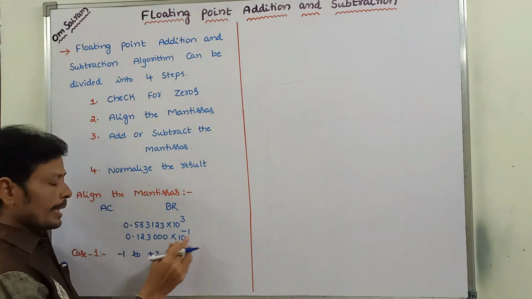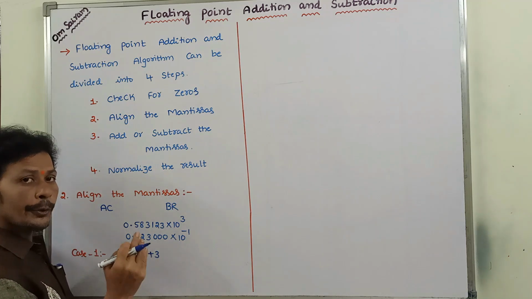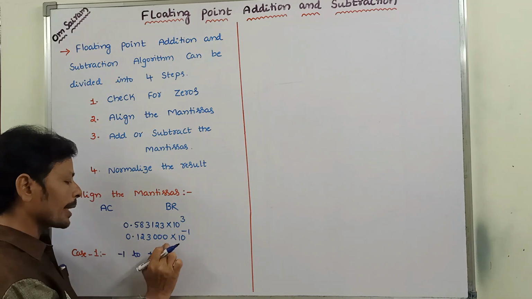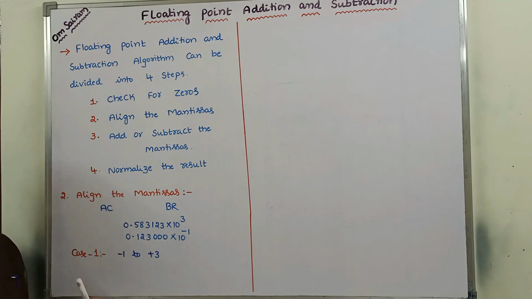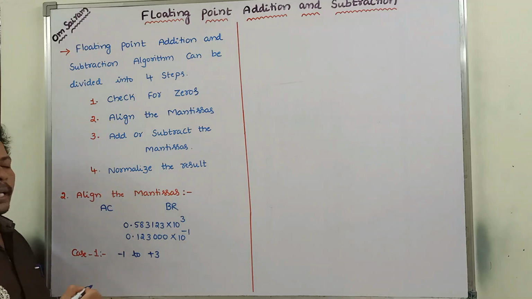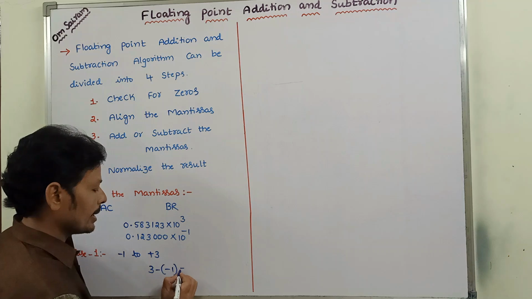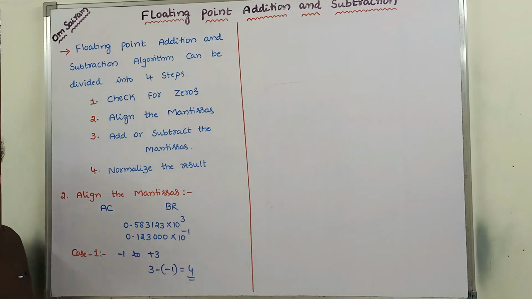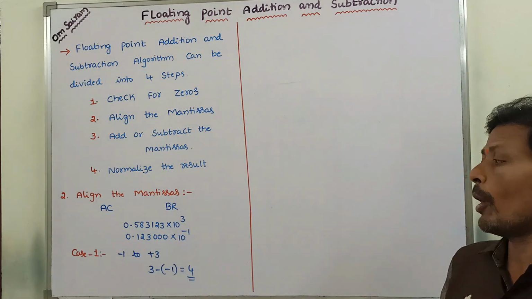Whenever we are incrementing the exponent value from minus 1 to plus 3, then we have to perform the shift right operation on the mantissa of the second floating point number. How many times do we have to perform the shift right operation? That is the difference between minus 1 and plus 3, which is 3 minus of minus 1. That is 4 positions we have to perform shift right operation on the mantissa of the second floating point number.